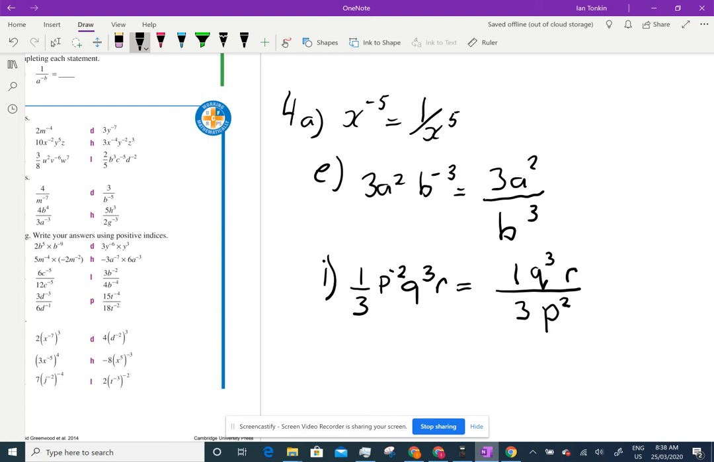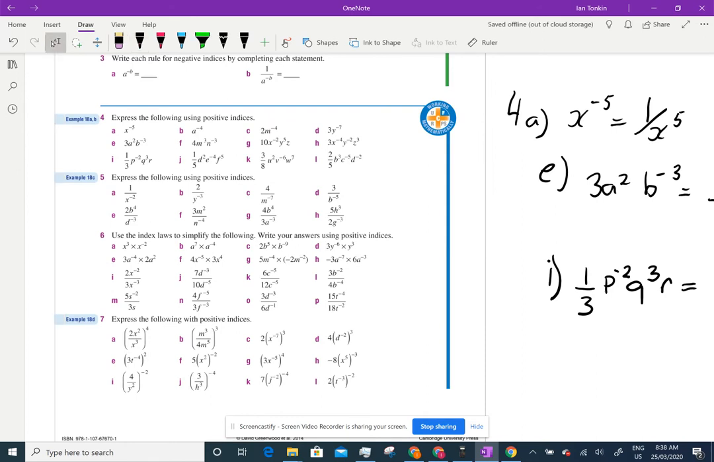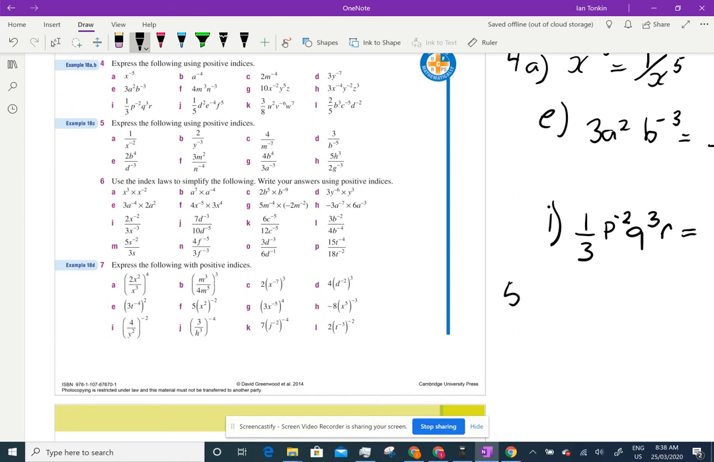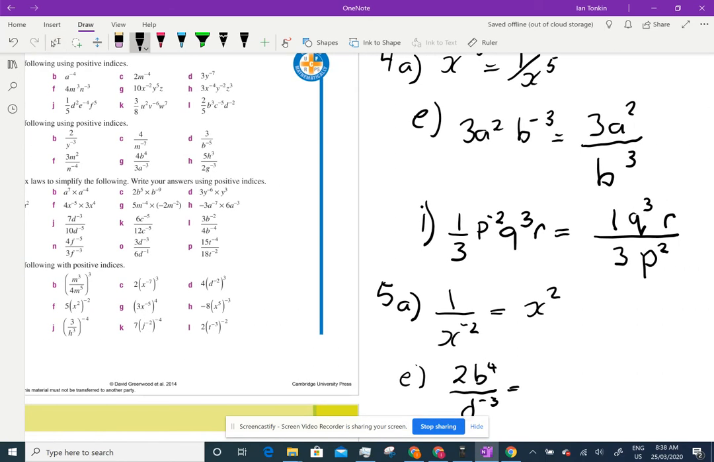Now, you don't need the 1 there. Now, let's have a look at 5. We've got to express these as positive integers only. So 5a, 1 over x to the negative 2. Well, that is just x to the 2. 5e, 2b to the 4, d to the negative 3. Well, that equals 2b to the 4, leave that alone, and that d just comes up.